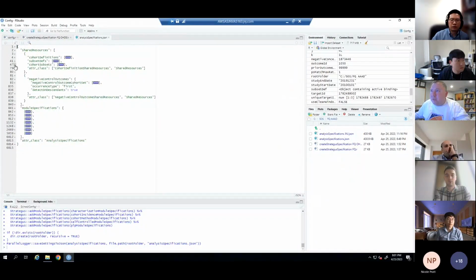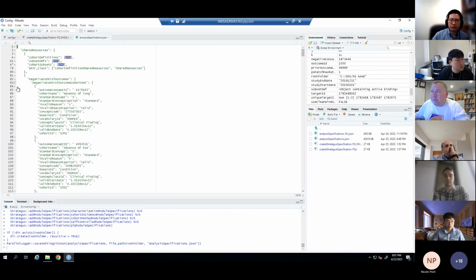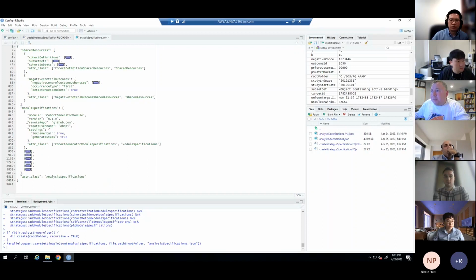It determines what subsets of the cohorts we need to produce in terms of that Venn diagram that I showed. It grabs all of those negative control concepts that we're going to use to produce our effect estimates. And then finally, for every module that we choose to use, it provides the specifications of the module.